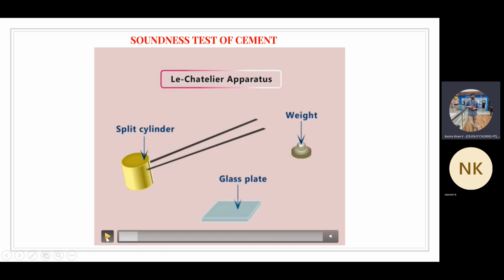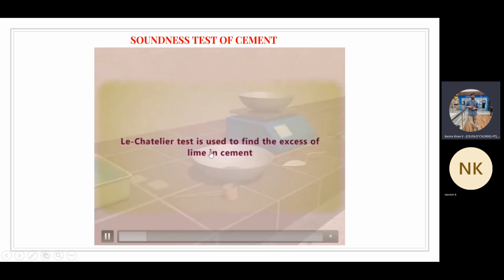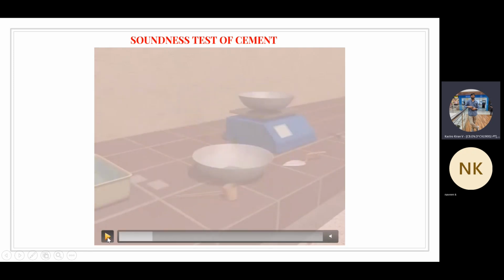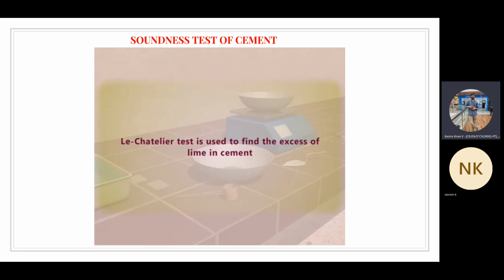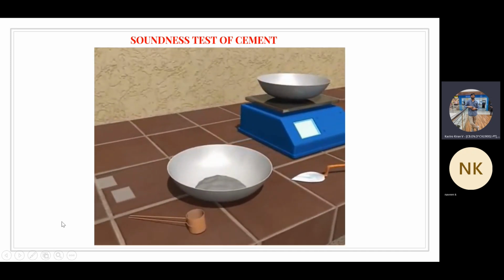Now, what you're going to do is prepare the cement paste. You can see the Le Chatelier test is used to find whether an excess amount of lime is available in the cement or not. I was telling you, unsoundness of the cement is because of the presence of excess lime. So when you have an excess amount of lime, it leads to unsoundness of the cement.